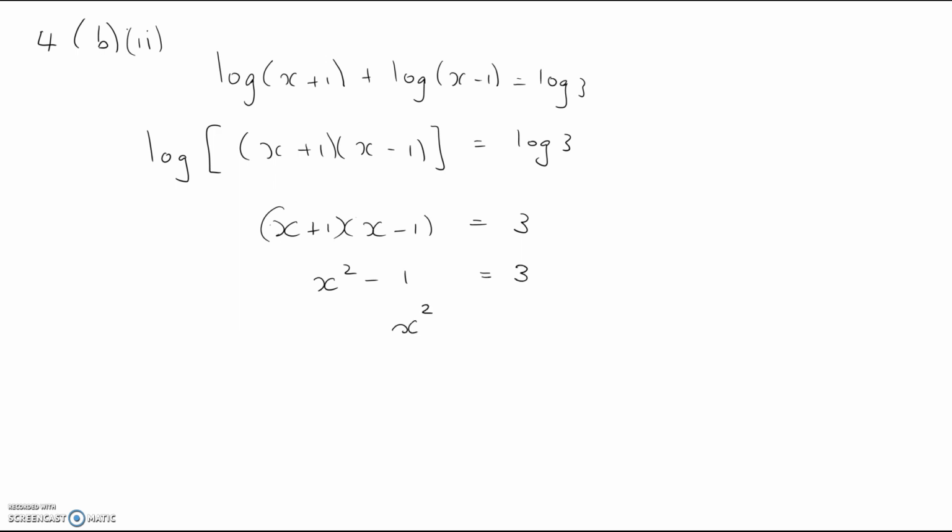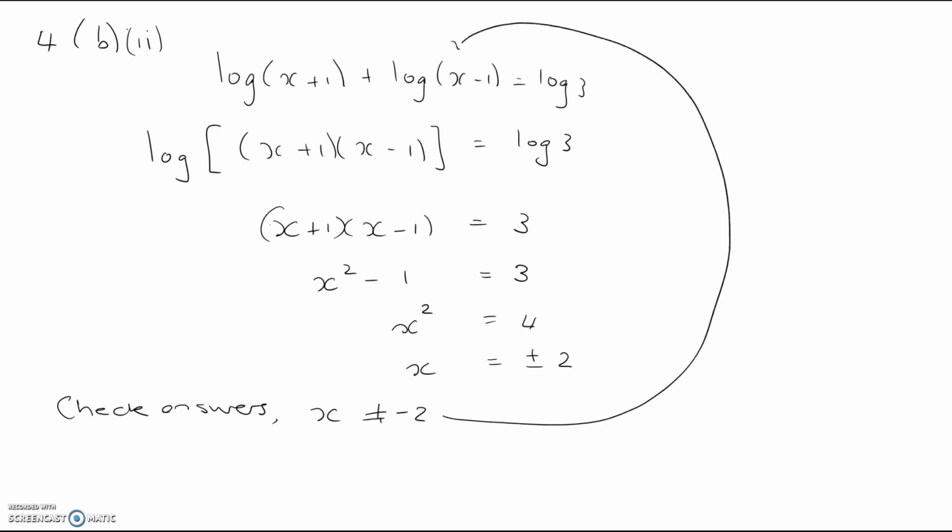Expanding out the left-hand side, we get x squared minus 1 equals 3. Shifting the minus 1. Now here's where you needed to be careful. x is plus or minus 2, but if you check your answers, in actual fact, x can't equal negative 2, because if you put negative 2 into either of the brackets, you end up with trying to take the log of a negative number, which isn't possible. So you did need to try and see what worked.